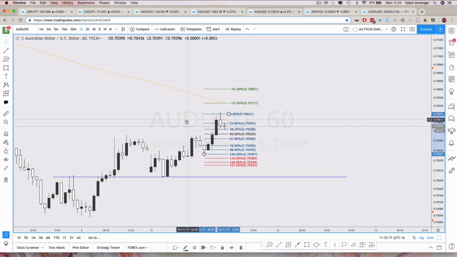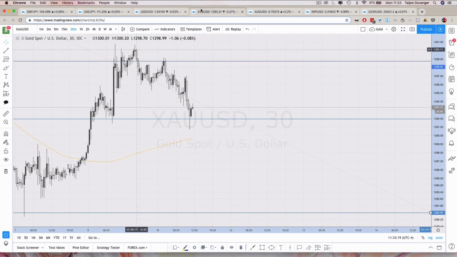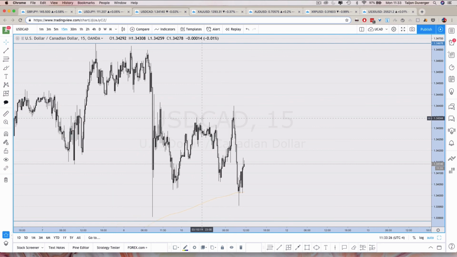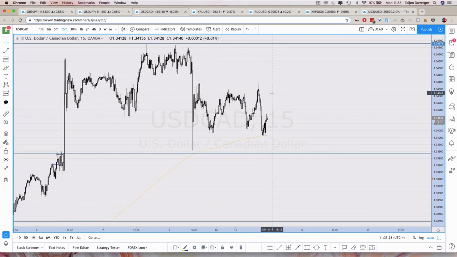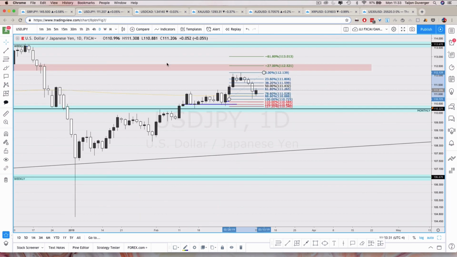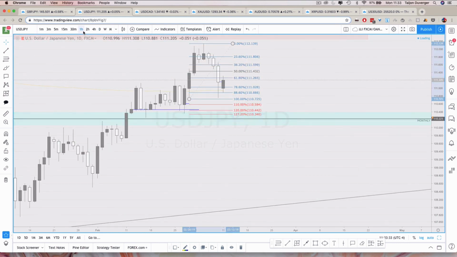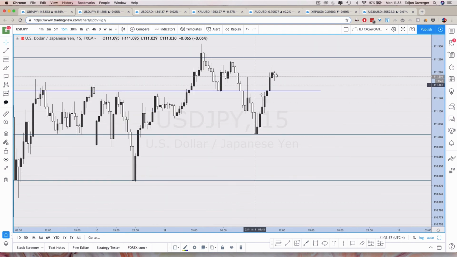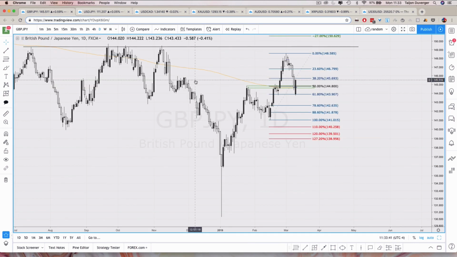We're gonna be long on AU. This is the recap, and we'll be short on gold. And UCAD, we'll wait for a retrace to short the market again. UJ, we're looking to buy. We're just waiting for it to retrace on this low time frame so we can get a more precise entry.